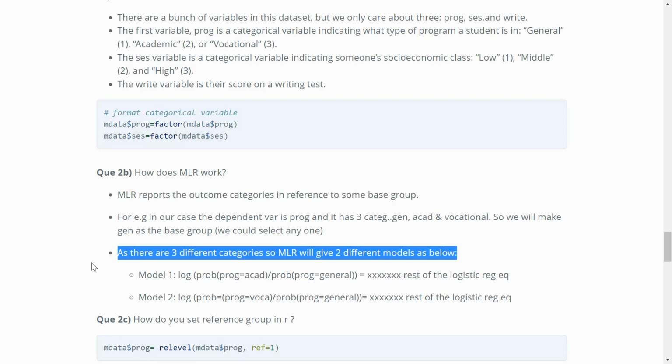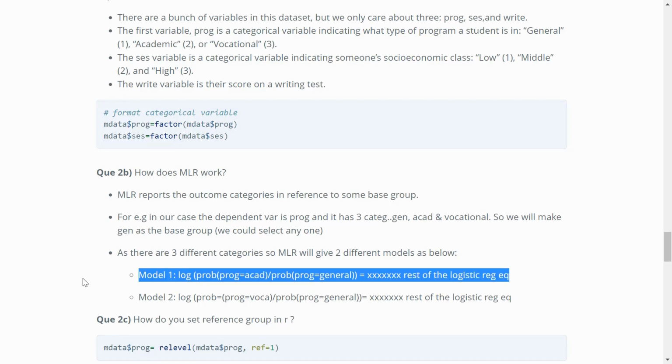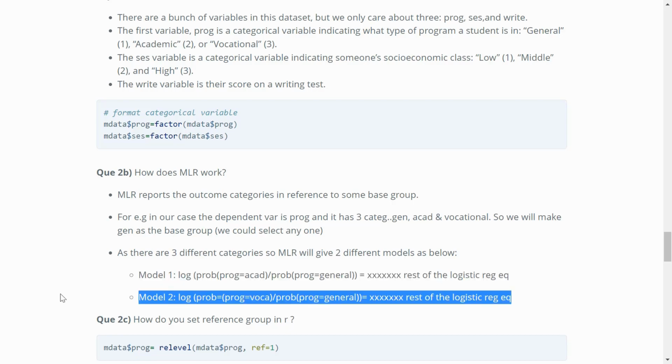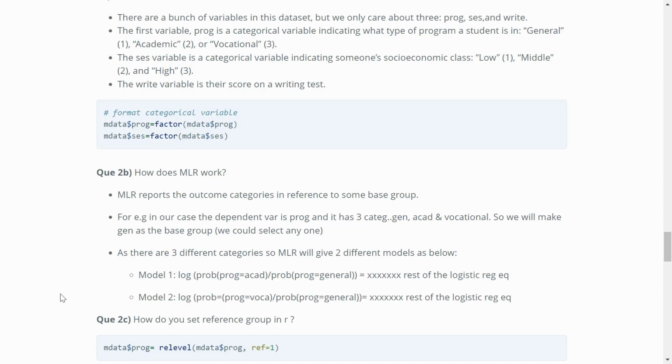Now as there are 3 different categories, MLR will give 2 different models as below. Model 1 would be logit, probability of program being academic versus general is equal to the rest of the logistic regression equation. Similarly, model 2 would be logit, probability of program being vocational versus general is equal to the rest of the logistic regression equation. So for 3 categories, we will get 2 different models.